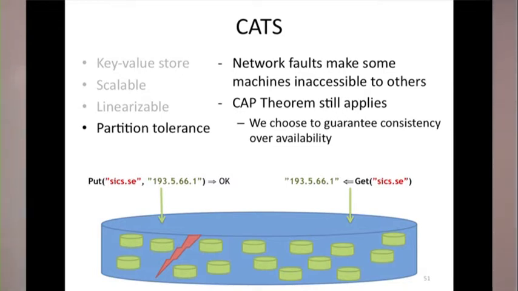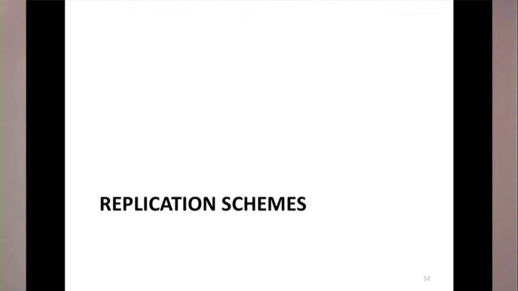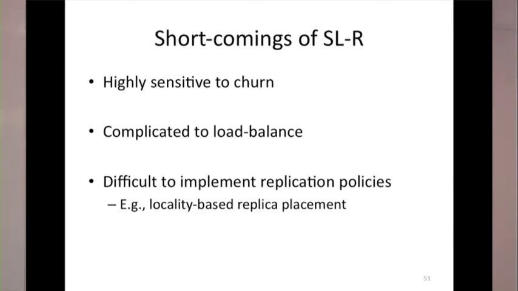This is the last contribution that we have to talk about. Successor-list replication is used in a lot of systems, but it has some shortcomings. When churn happens, it's a bit complicated to handle. It is more difficult to load balance, and it's also difficult to implement replication policies like locality-based replication. Here, I'm just going to talk about why churn is more complicated. The rest are discussed in the thesis as well.